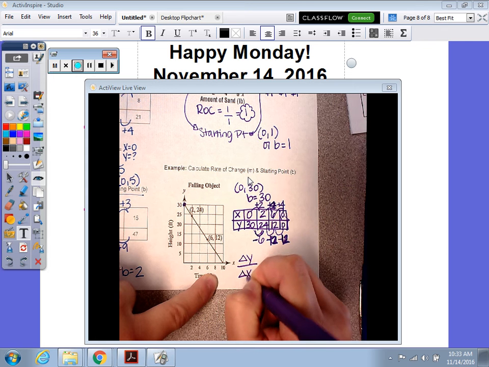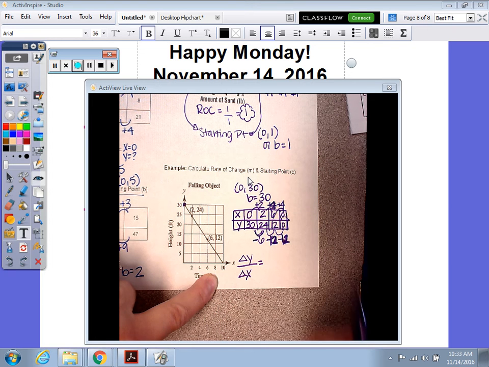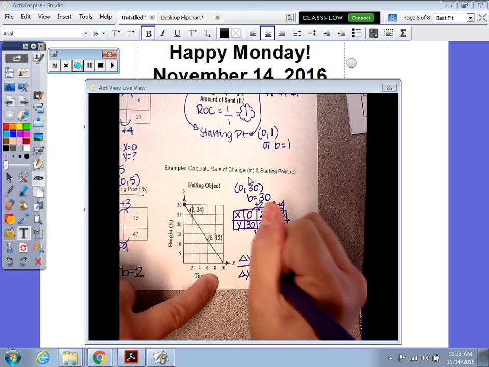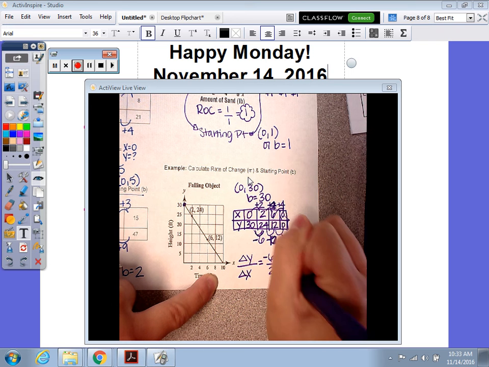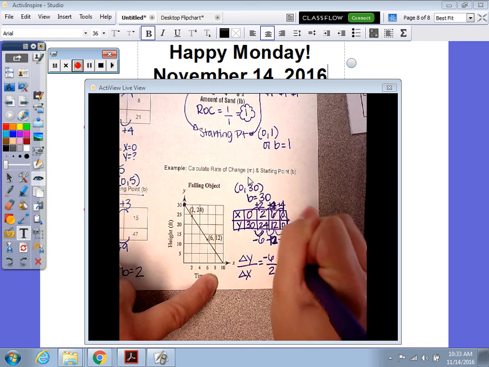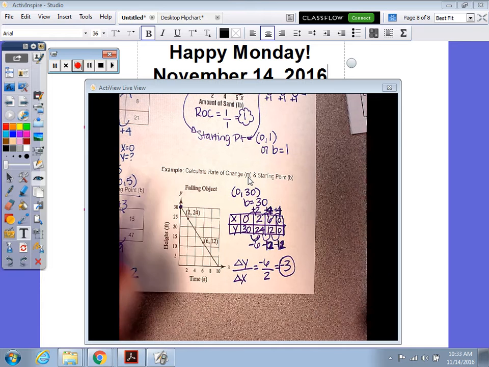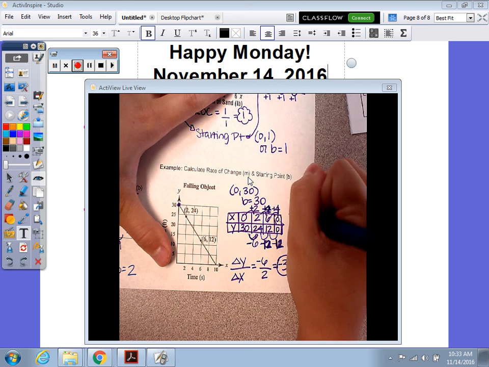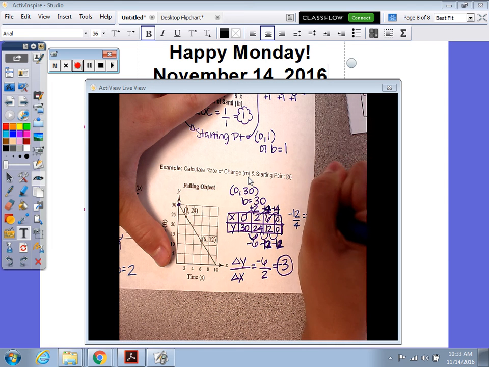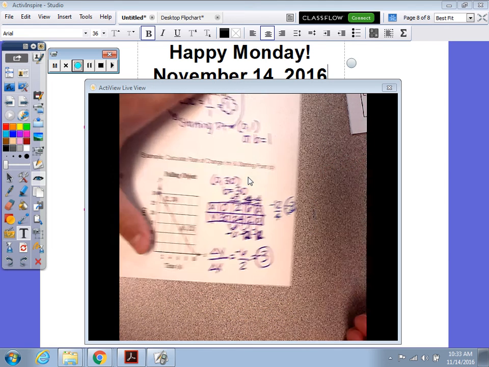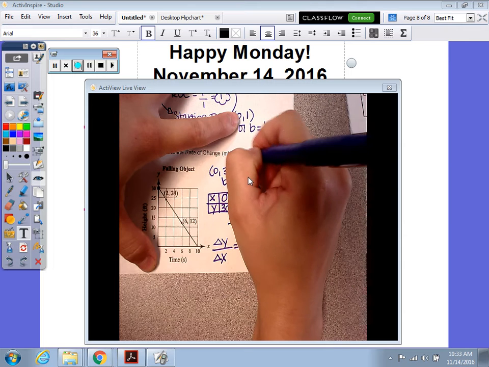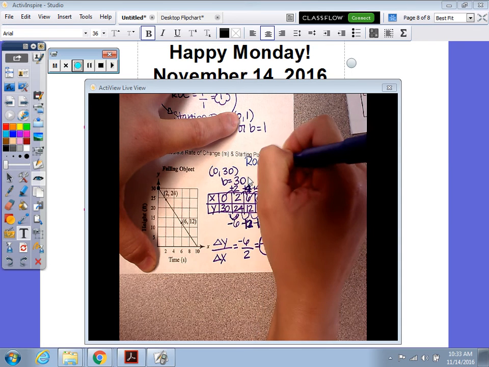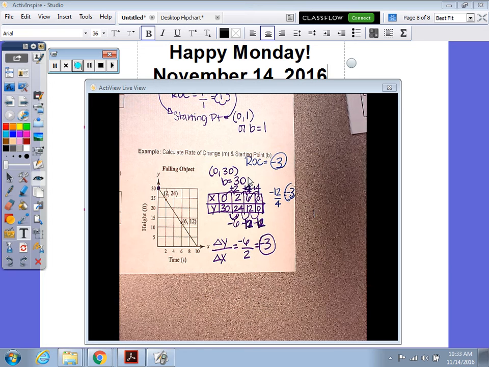Change in y over change in x. My change in y for the first one is negative 6 over 2, and that reduces to negative 3. Now let's check to make sure that's the case for my other values. I have negative 12 divided by 4, and that equals negative 3. So what is my rate of change? You should have said it's negative 3. Okay, so these are the notes that we started on Friday and ended today on Monday.